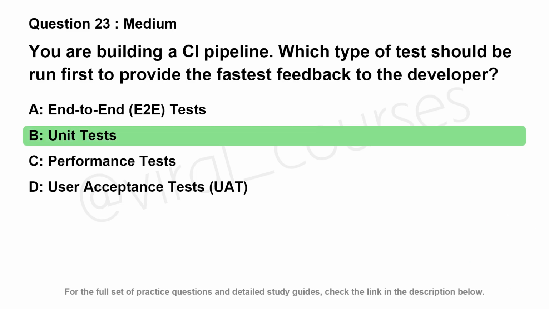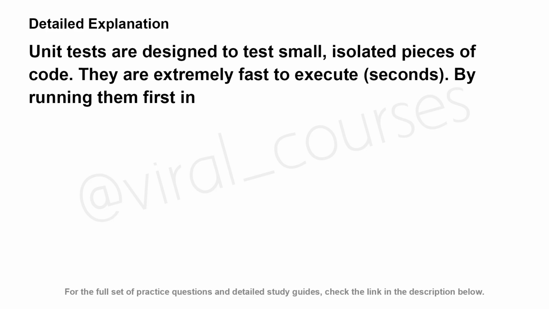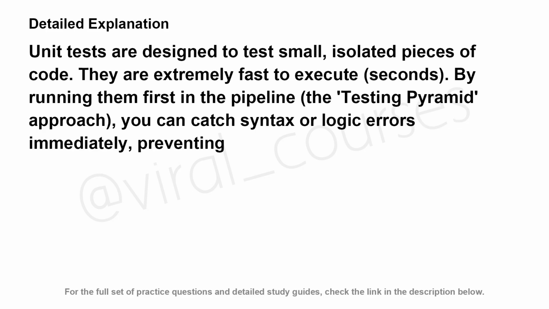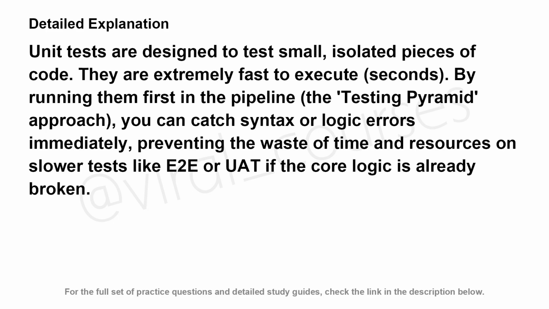The correct answer is B. Unit tests are designed to test small, isolated pieces of code. They are extremely fast to execute, seconds, by running them first in the pipeline. The testing pyramid approach. You can catch syntax or logic errors immediately, preventing the waste of time and resources on slower tests like E2E or UAT if the core logic is already broken.